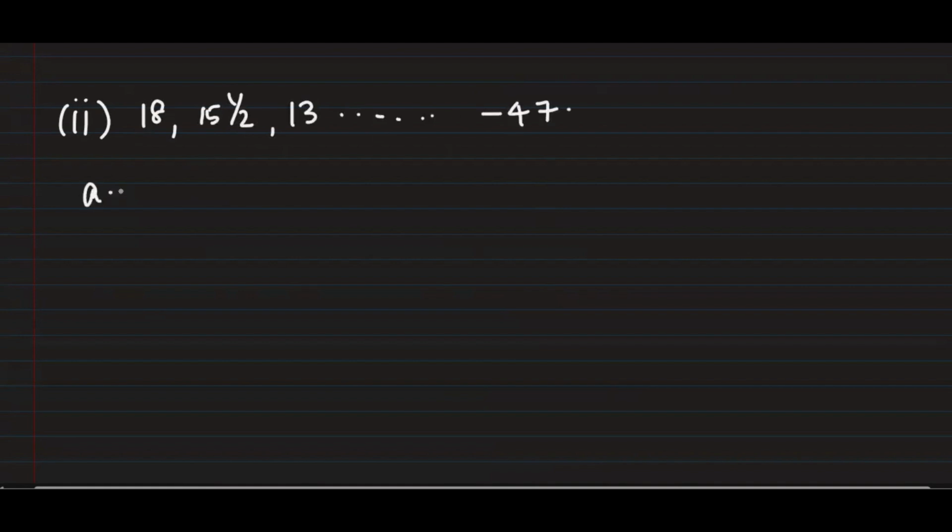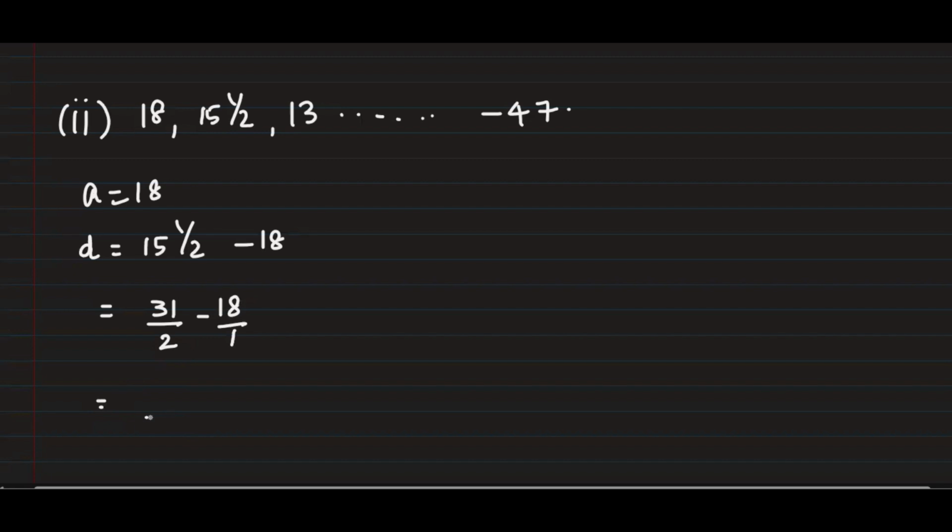So we'll write what is A. A is equal to 18. What is D? D is equal to second term minus first term. So 15 1 over 2 minus 18. Solve this one. So 15 into 2 is 30, 30 plus 1, 31. So 31 over 2, which is minus 18.